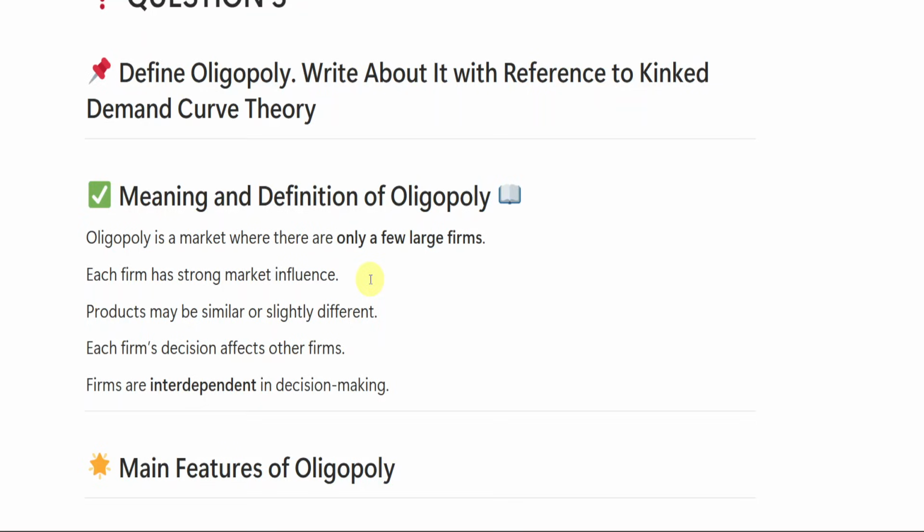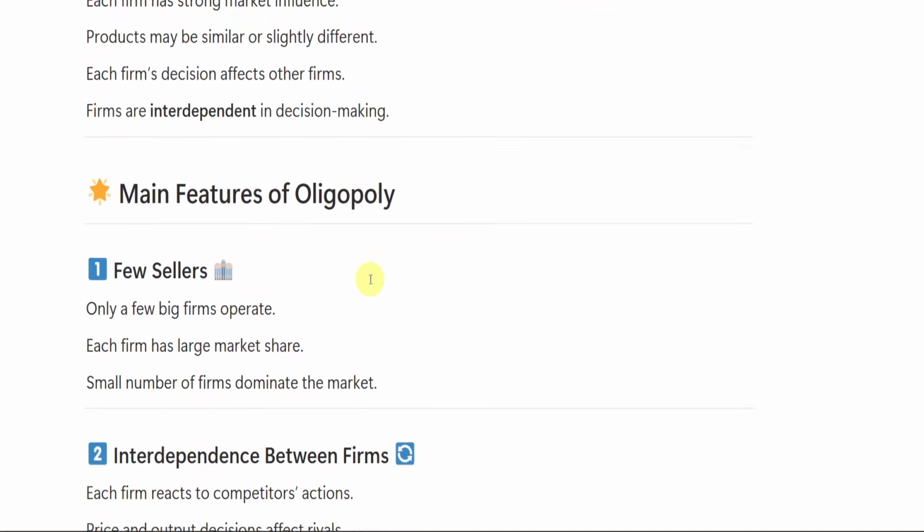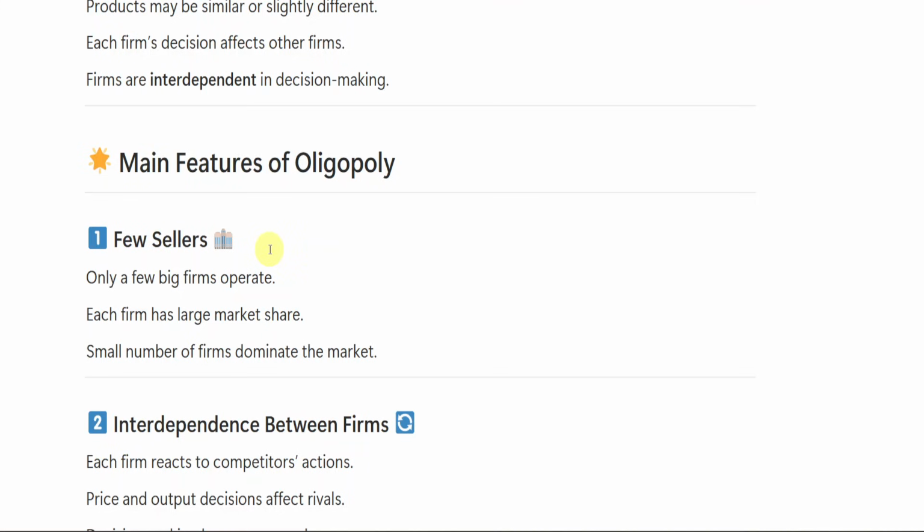There are only a few big firms, and each firm is very large here. If we talk about features, the first one is few sellers.